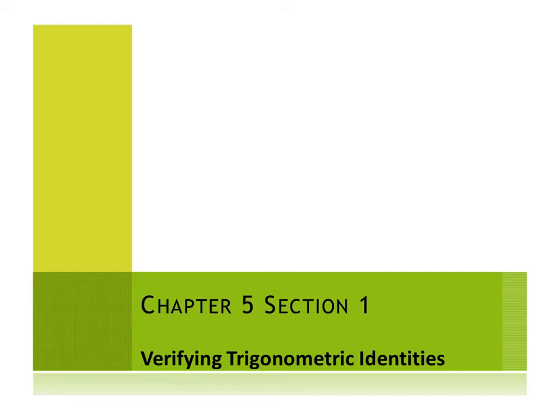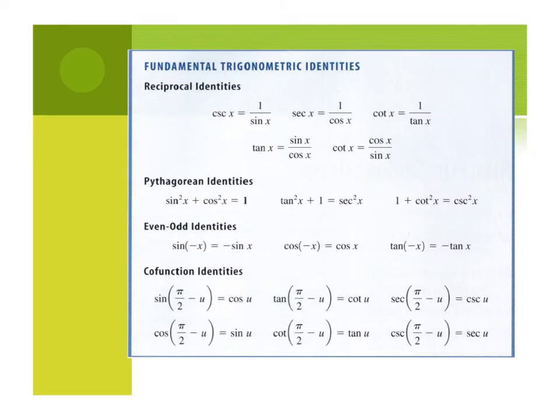Okay, so chapter 5, section 1. So 5.1 is verifying trig identities, in which we are going to take an expression and simplify it by replacing what it equals in a different way. So your reference slide for the first couple of sections is this piece of information right here.